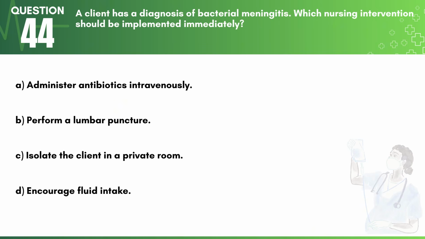Question 44. A client is diagnosed with bacterial meningitis. Which nursing intervention should be implemented immediately? A. Administer antibiotics intravenously. B. Perform a lumbar puncture. C. Isolate the client in a private room. D. Encourage fluid intake.